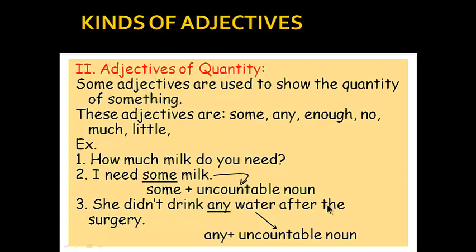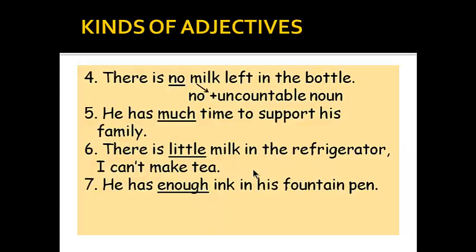She didn't drink any water after the surgery. The word any is an adjective of quantity which is used with uncountable noun water. All these examples of adjectives of quantity are used with uncountable nouns. You can see no milk. No is used with uncountable noun. Much time. Time is uncountable. Little milk. Milk is uncountable. Enough ink. Ink is an uncountable noun.